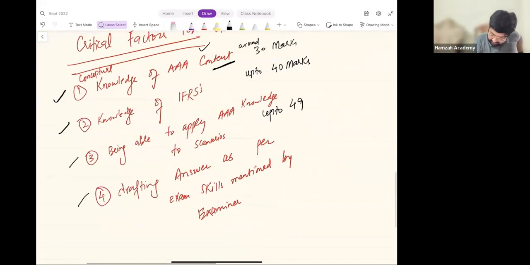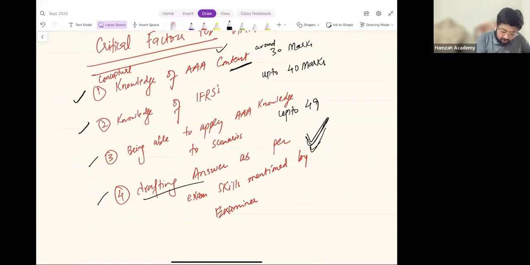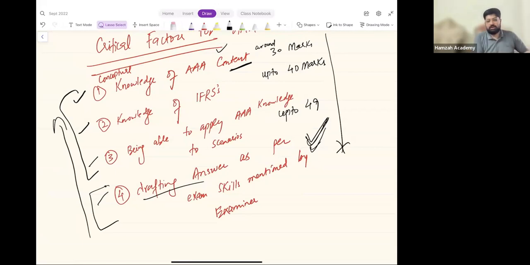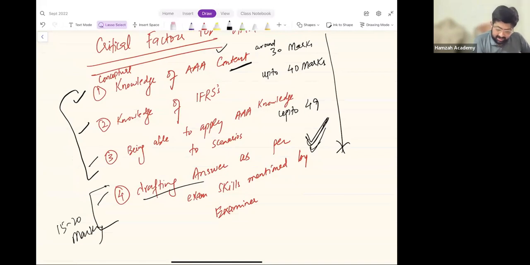But it doesn't mean that you do not have to prepare the knowledge. If you don't know the knowledge, how do you draft the answer? If you don't know IFRS, how will you draft? And remember the inverse calculation. If you move the other way, drafting answers will get you 15 to 20 marks, because you know skills only, you do not know the content. Being able to apply knowledge to a scenario, up to 30 marks.